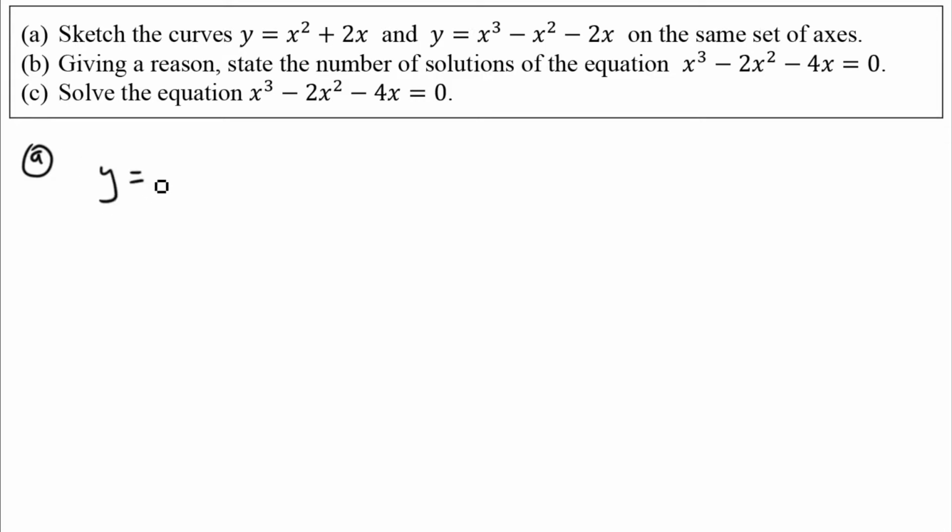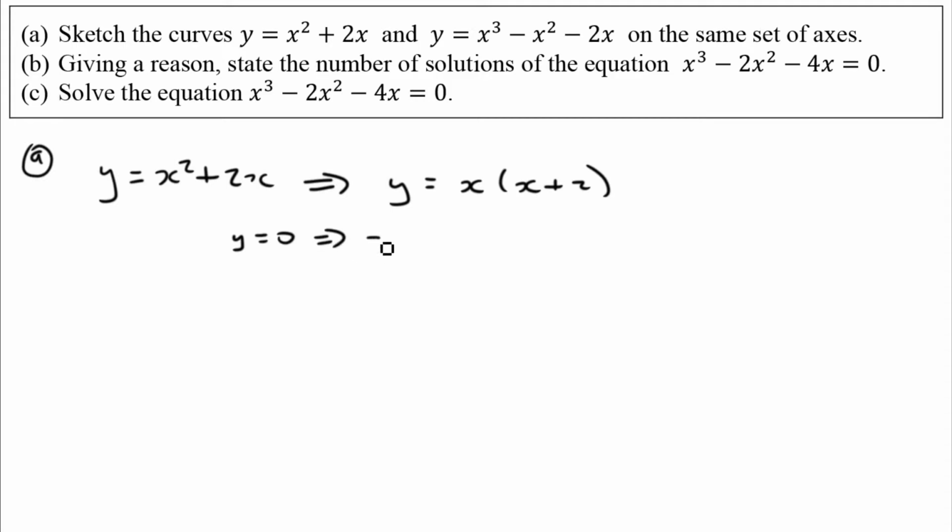Let's start off with y is x squared plus 2x. Well, we could rewrite that in a factorized form as y is equal to x into x plus 2. From here, it is easy to see that if y is 0, then we will have an x of 0 or an x of negative 2, and that gives us intersection points of this curve with the x-axis of 0, 0 and negative 2, 0. This is a quadratic curve with a positive coefficient of x squared, so it has this general shape.